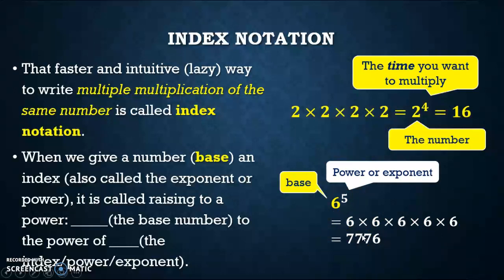Let's recap. When we write a base number with a smaller number as a superscript in the upper right-hand corner, it reads the base number, in this case 6, to the power of the exponent, index or power, which is 5. So 6 to the power of 5 is equivalent to multiplying 6 by itself 5 times. And that equals 7,776.